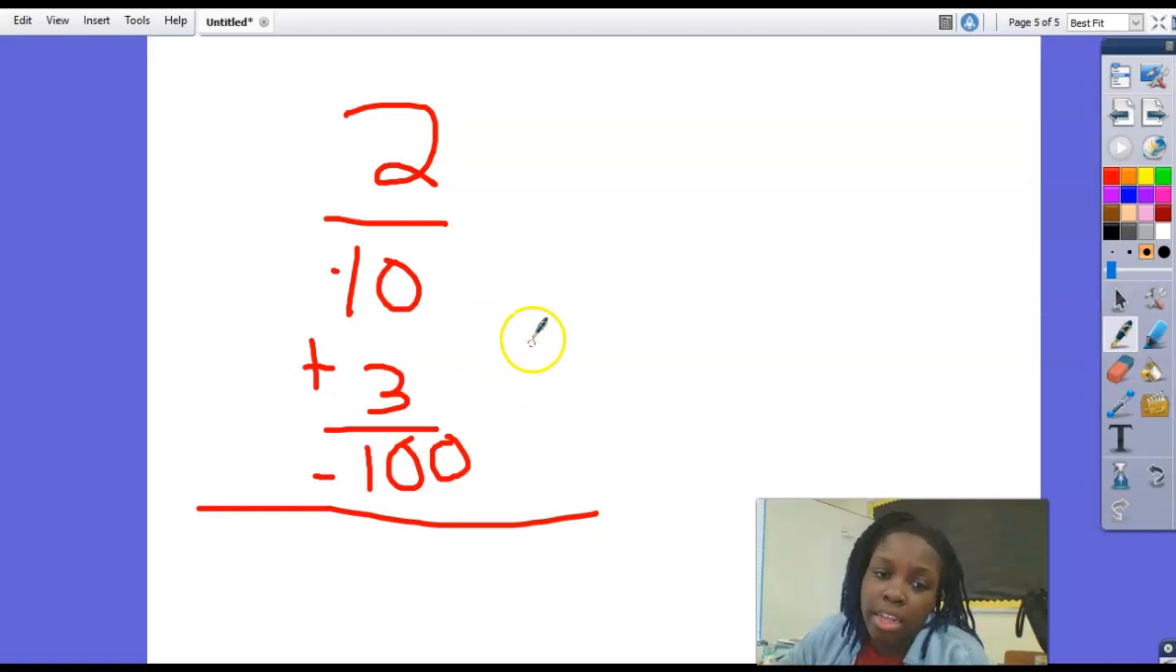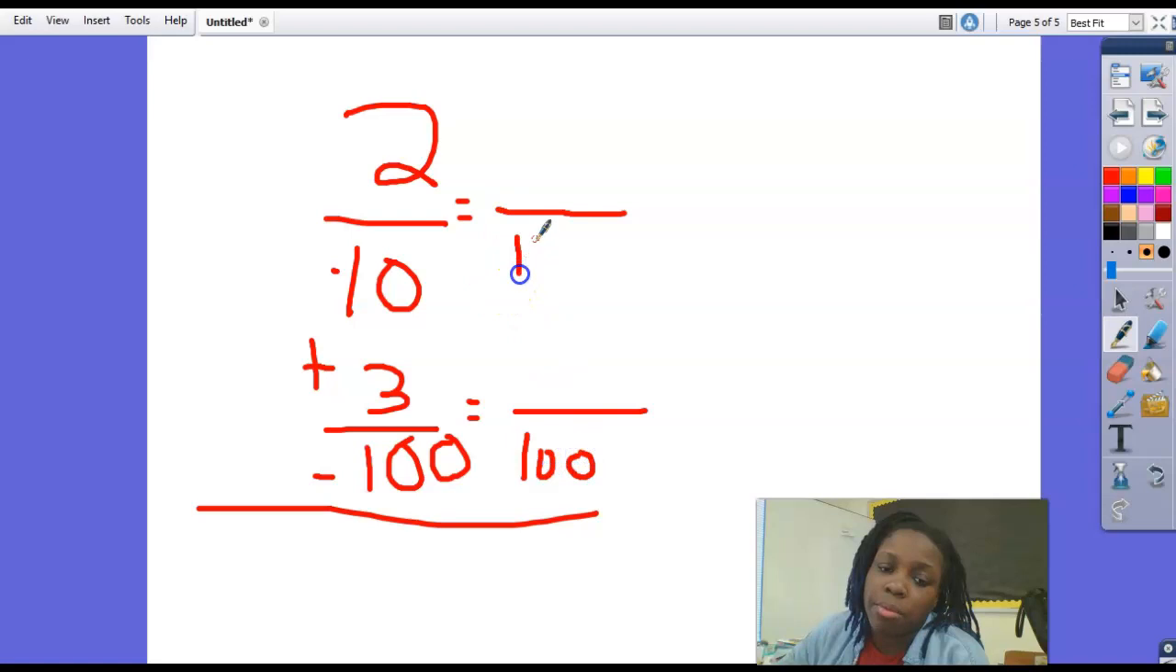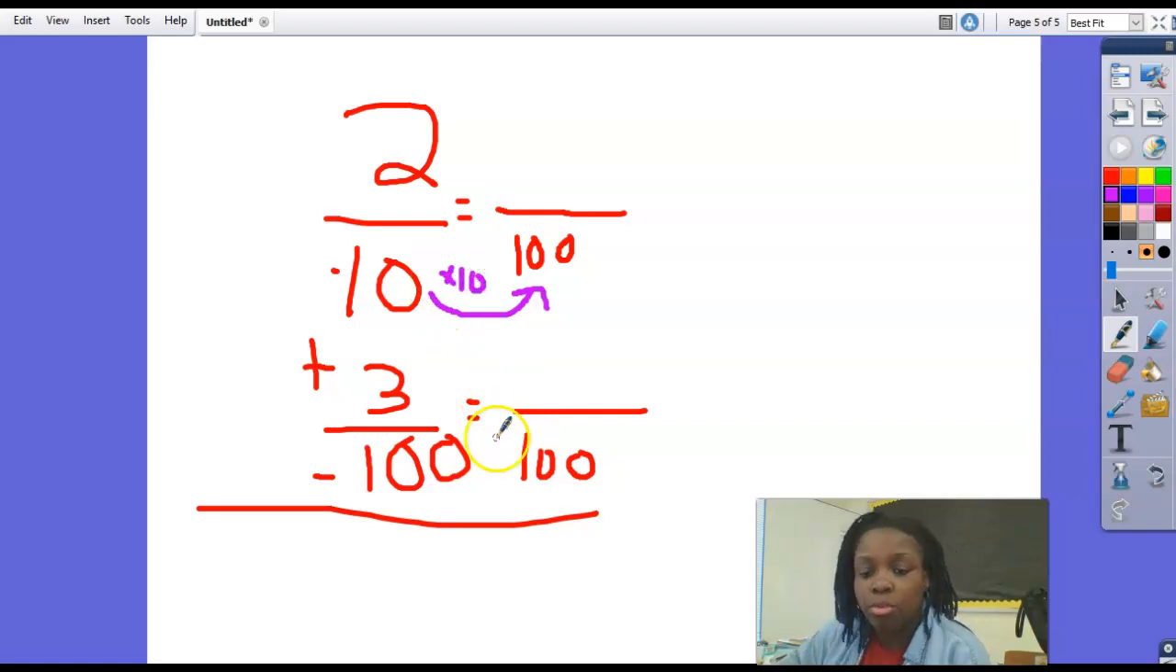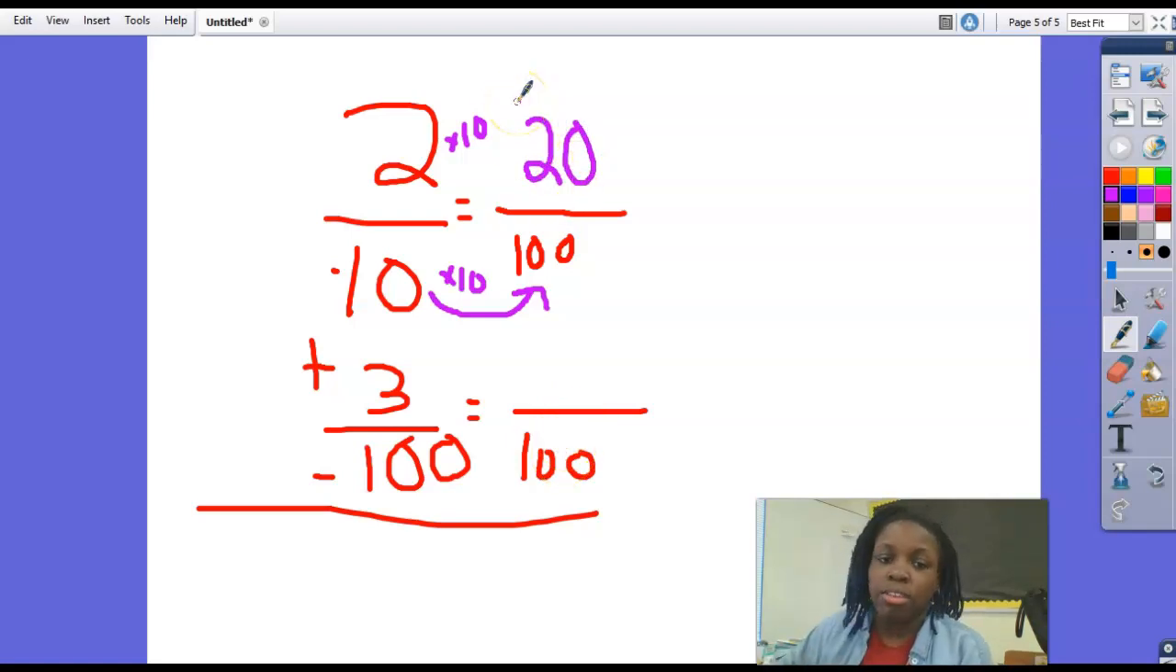What I mean by that is we're going to set them equivalent to 100. So we're going to have our new denominator as 100. I'm going to put 100, and I want to put 100. Then these are the steps, so make sure you're looking. I'm thinking, how do I get from 10 to 100? I'm timesing it by 10. 10 times 10 equals 100. What I do at the bottom, I do at the top. So I know 2 times 10 equals 20. So 20 hundredths.